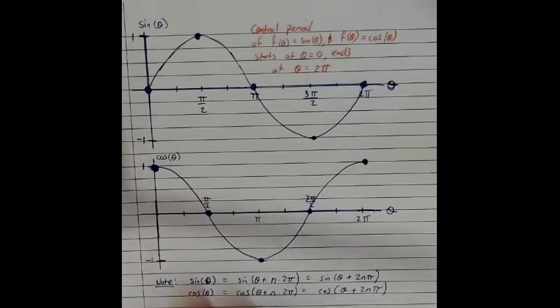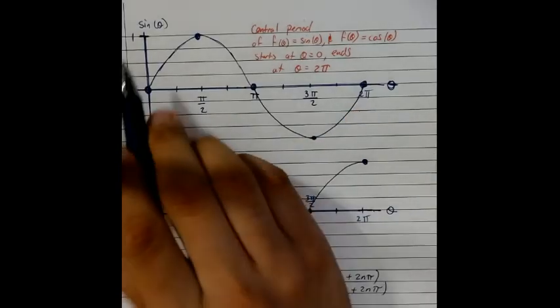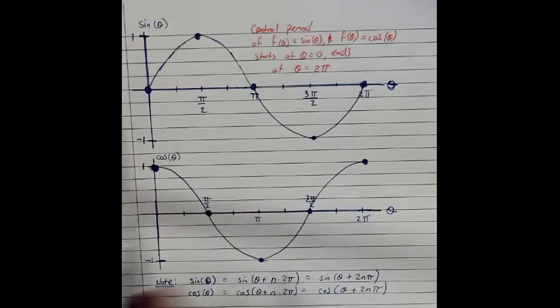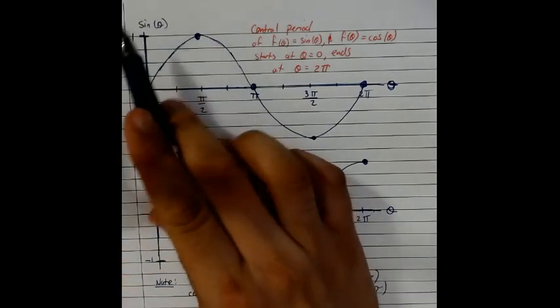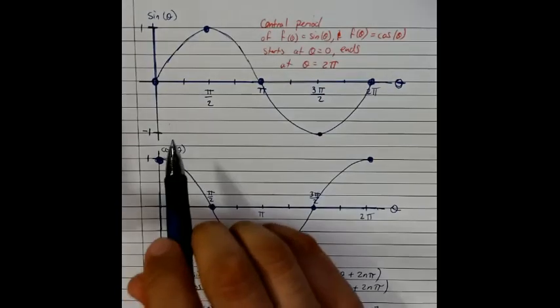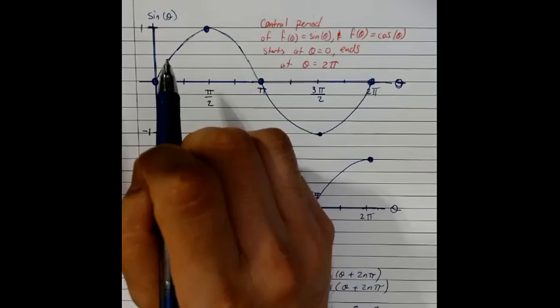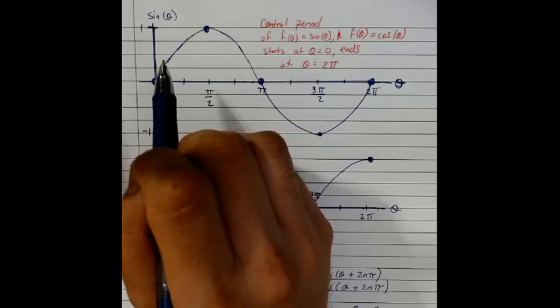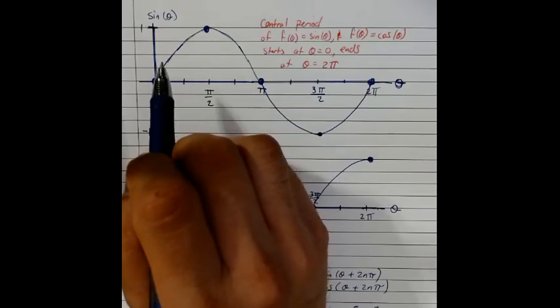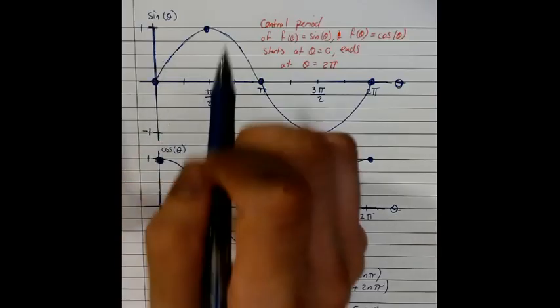Once we understand what the graphs of f of theta equals sine of theta and f of theta equals cosine of theta look like, we can now modify these. If you think back to algebra, whenever you had a quadratic equation, f of x equals x squared plus 7x minus 12, that was going to be a parabola.